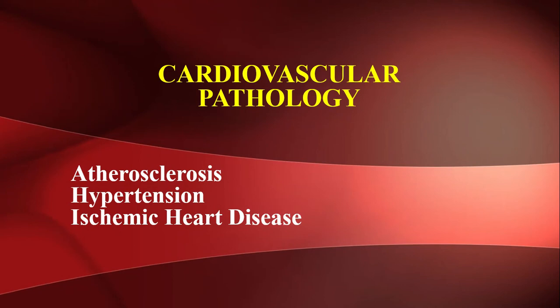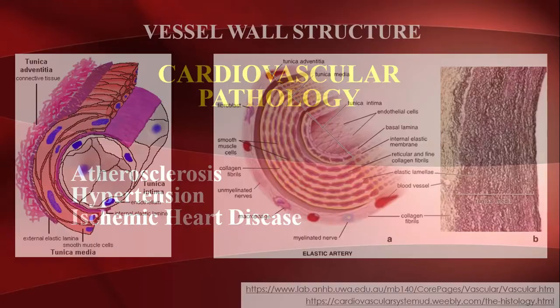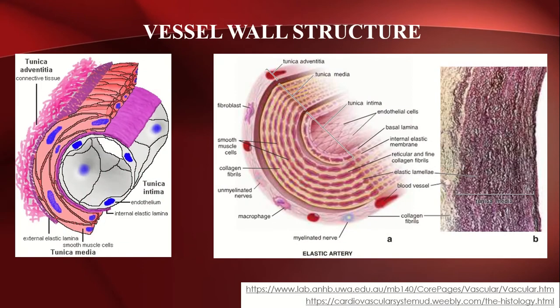Now, the second part of our lecture, regarding cardiovascular pathology, where we will discuss three diseases: arteriosclerosis, hypertension, and ischemic heart disease. Let's first remember the structure of the blood vessels. Here you see the schematic diagrams and the histological structure of the large vessels.